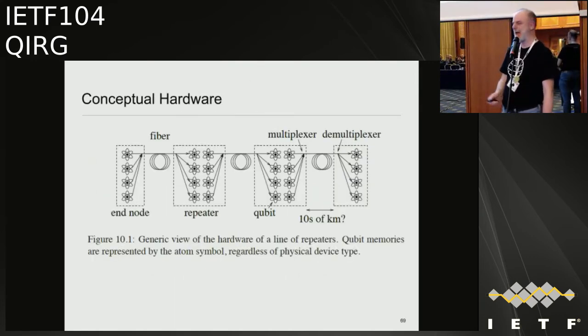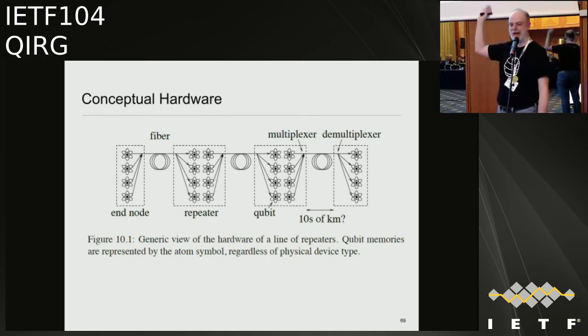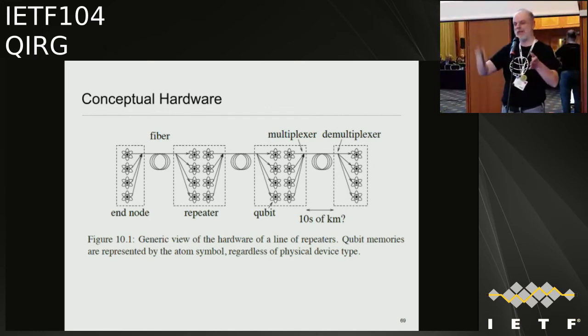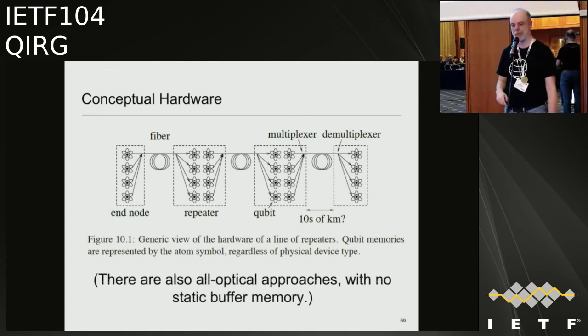So what do we have? Well, conceptual hardware: you've got a series of nodes, and each one has inside of it some set of stationary memories, a qubit, which I've drawn using the atom symbol here. These stations are separated perhaps by tens of kilometers. They're not separated by thousands of kilometers, generally speaking. They're pretty short distances. So how do we build entanglement from one end of this chain to the other? That's what we're trying to accomplish here.